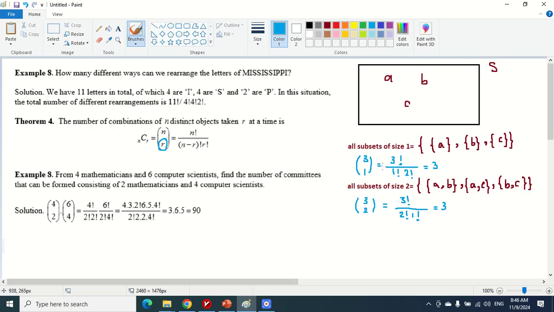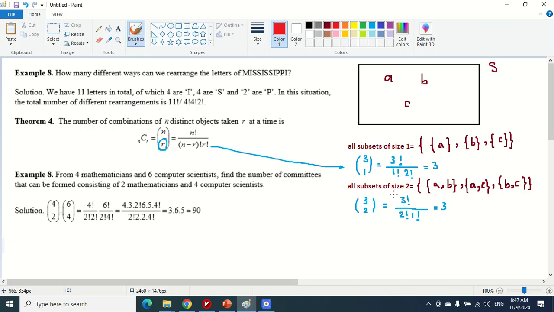The differences between the combination and permutation can be seen in this example that I sketched at the right side of the screen. The sample space contains 3 elements, A, B, C, and we discuss all subsets of size 1. Here, the subsets of size 1 are A, B, C, and as you can see, the combination of 1 out of 3 based on this definition is 3.